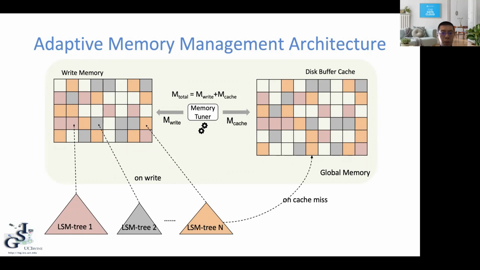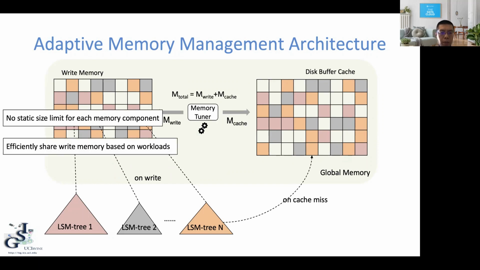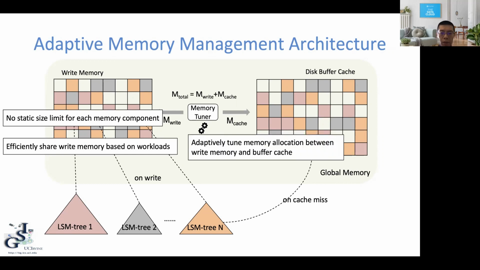In order to break down the memory walls, we introduce an adaptive memory management architecture, which contains a couple of differences from the previous one. First, we do not set any static size limit for each memory component. Instead, we let all the write memory share the same global write memory region and adaptively flush some memory components based on the workload. So this allows efficient sharing of the write memory based on the workloads. We further introduce a memory tuner to dynamically tune the memory allocation between the write memory and the disk buffer cache. So this breaks down the third wall between these two regions.